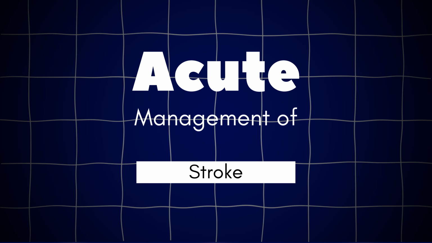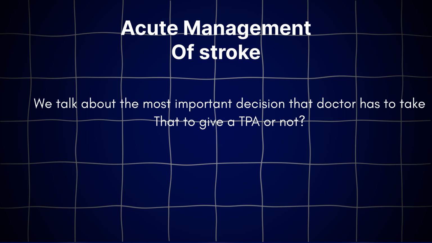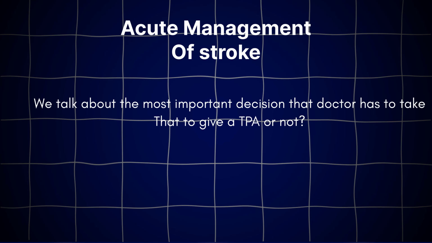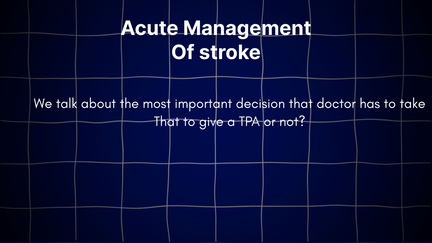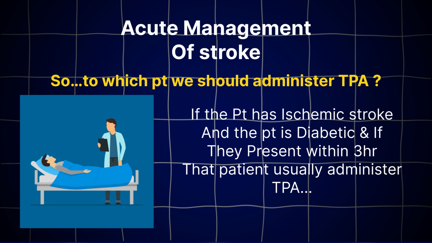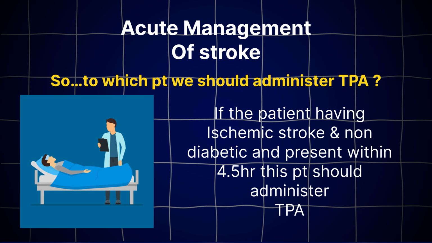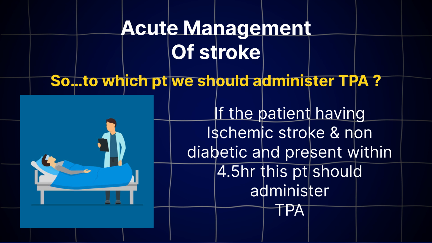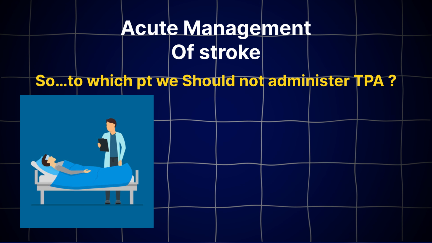Now what is the acute management of stroke? In acute management of stroke, the most important decision that a doctor has to take is to give a TPA or not. If the patient has an ischemic stroke and is diabetic and is presenting within 3 hours, that patient is usually given a TPA. If the patient has ischemic stroke and is non-diabetic, and is presenting within 4.5 hours according to the neurological deficit, that patient is given a TPA.